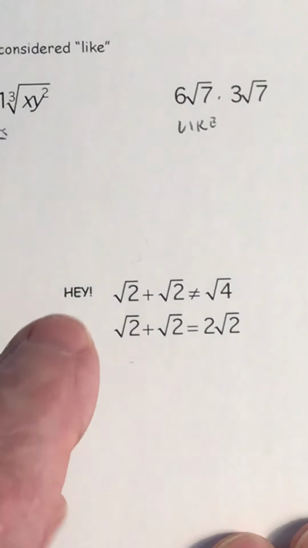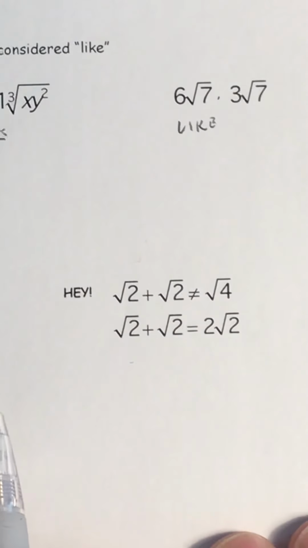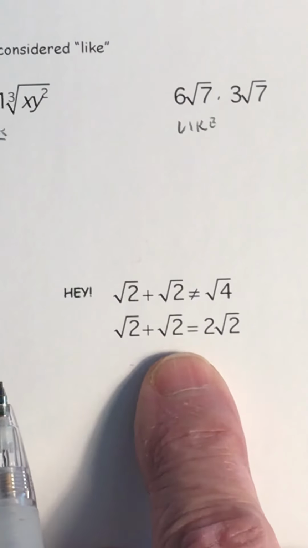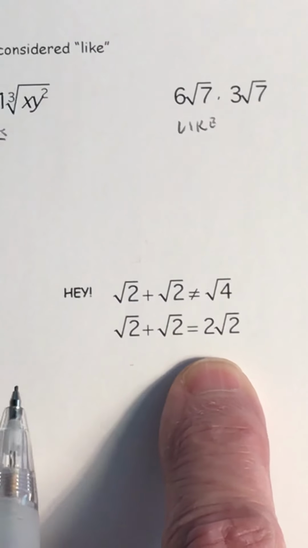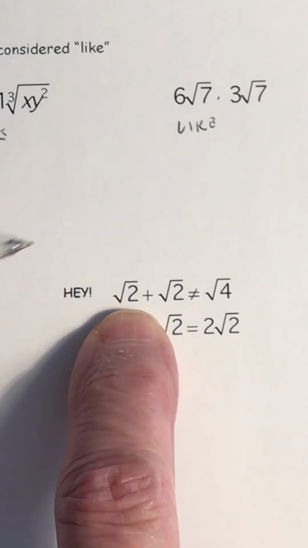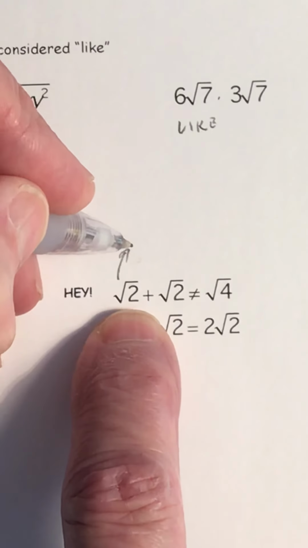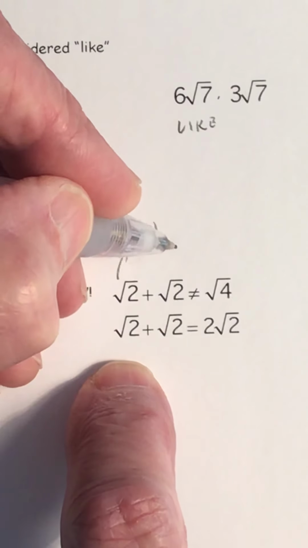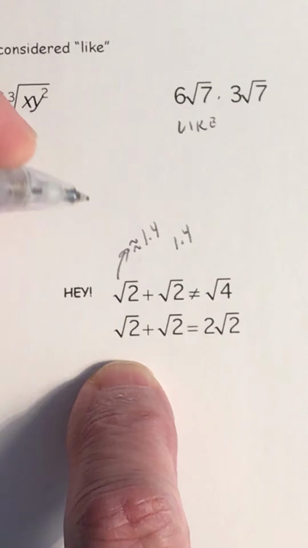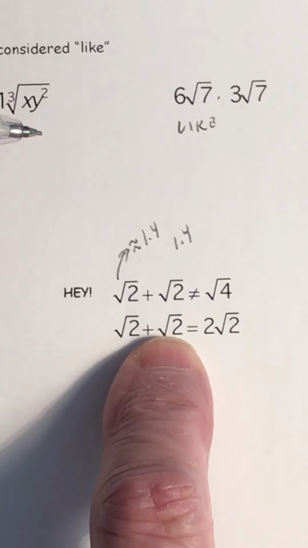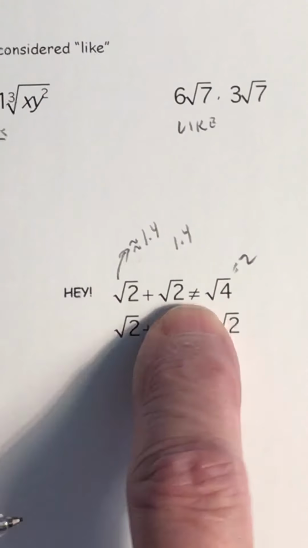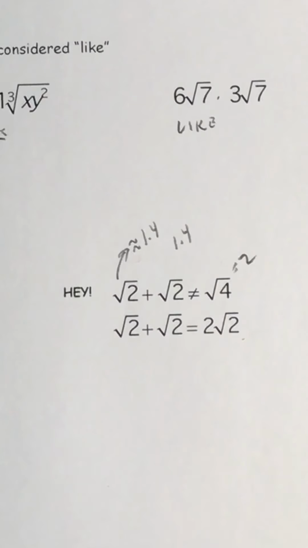Don't fall for this. Square root 2 plus square root 2 does not equal the square root of 4. Square root 2 plus square root 2 equals 2 times the square root of 2. Remember, square root of 2, if you put that in the calculator, is approximately 1.4. And if you add 1.4 plus 1.4, you get 2.8. This is exactly 2. See that they're not the same thing? Okay.